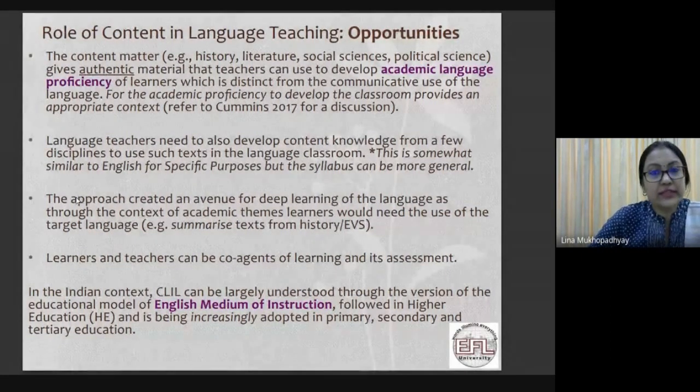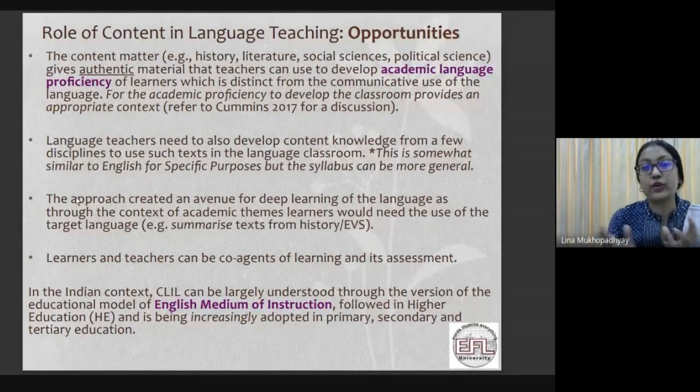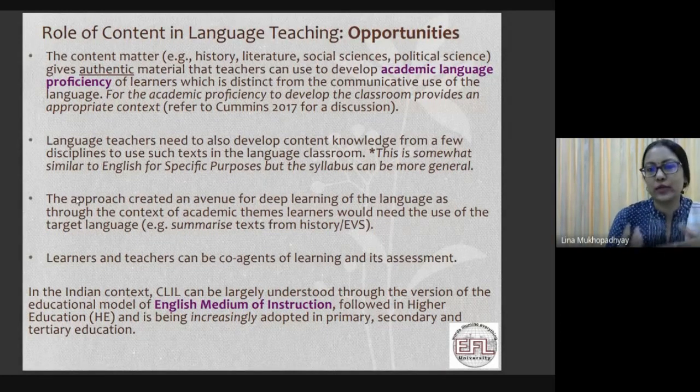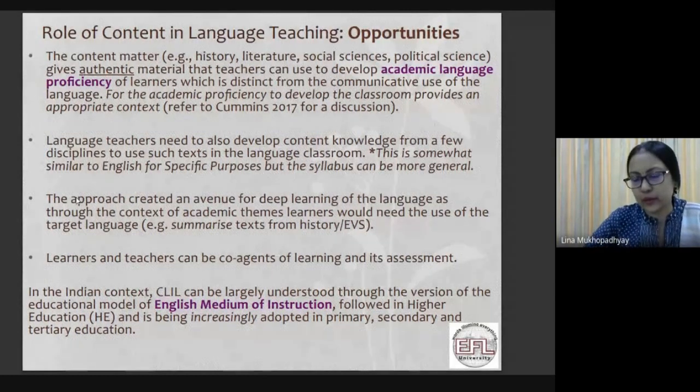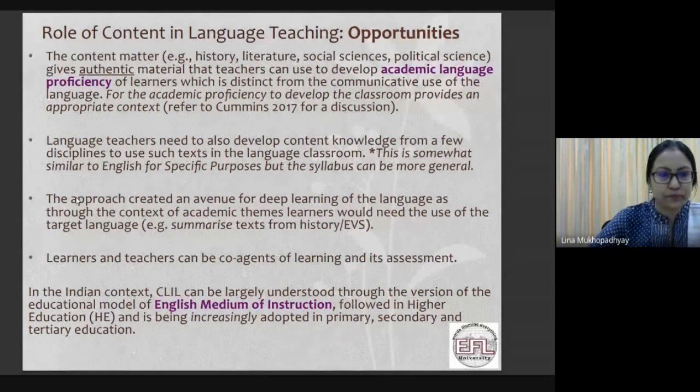And language teachers, as I said, need to develop content knowledge, right? So that's an opportunity from a few disciplines. This is somewhat similar to English for specific purposes, but the syllabus can be more general. It need not be as constrained or narrow as in an ESP course, where an ESP course for doctors or nurses would revolve only around that theme of medicine or the medical profession.